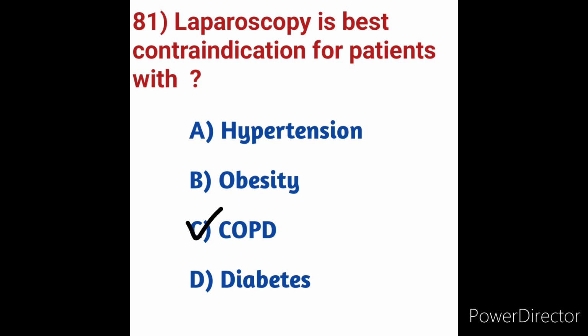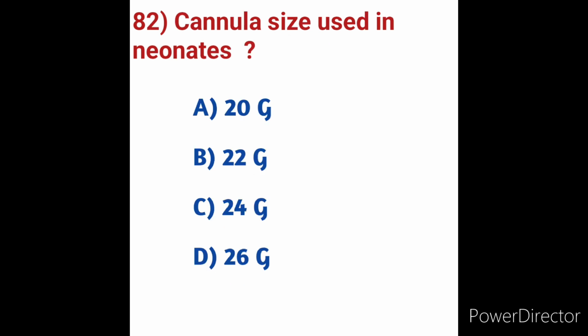Next we will move on to question number 82. Cannula size used in neonates. We will see the options. Option A, 20 gauge. Option B, 22 gauge. Option C, 24 gauge. Option D, 26 gauge.